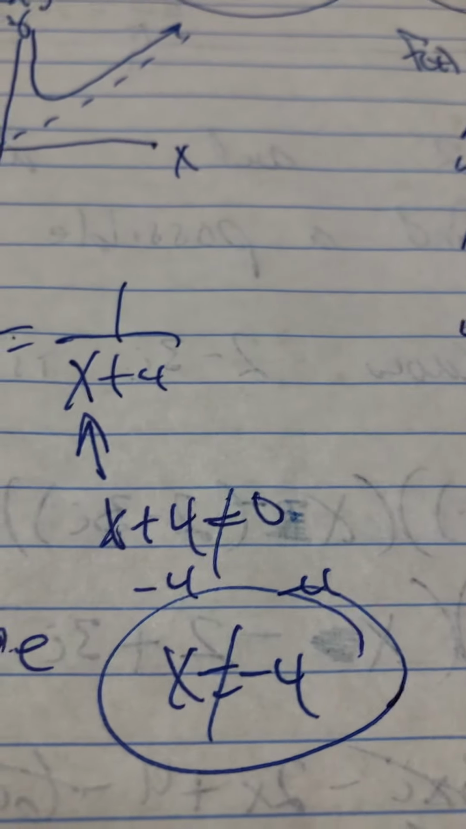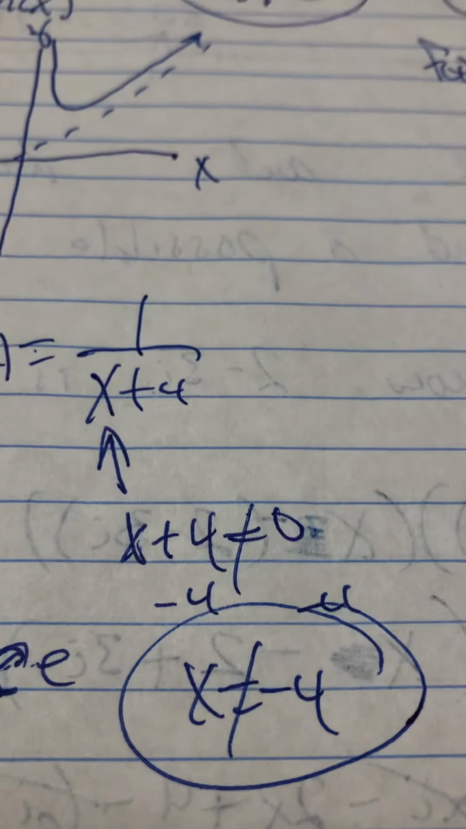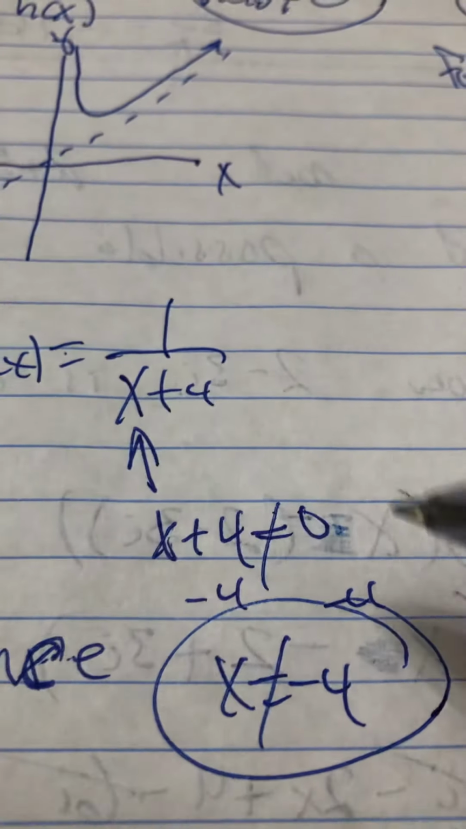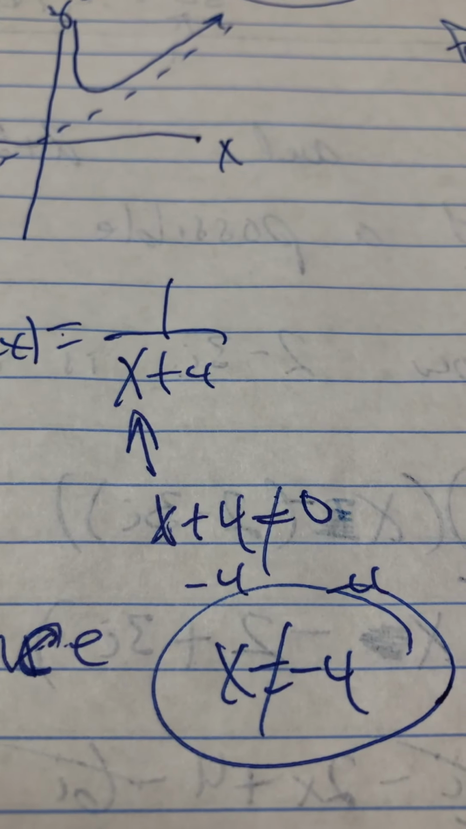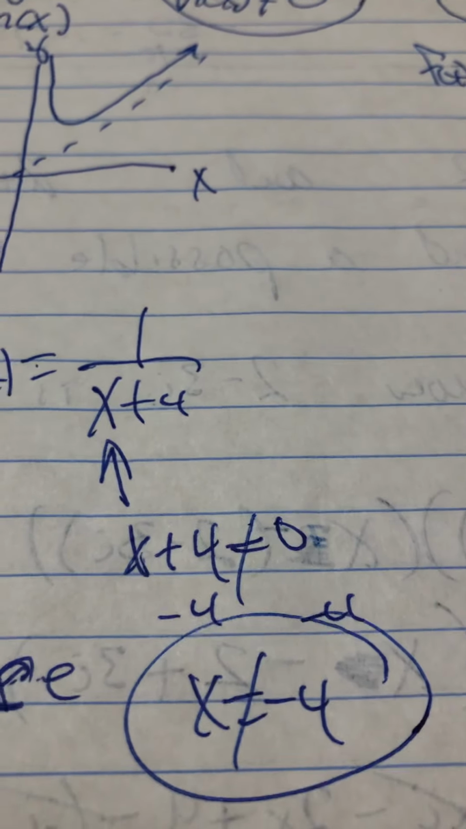Your book does like to use interval notation. But as we creep into negative 4, we get very, very close to it. This function is going to travel off to positive infinity if you're coming in from the right side, or off to negative infinity if you're coming in from the left.